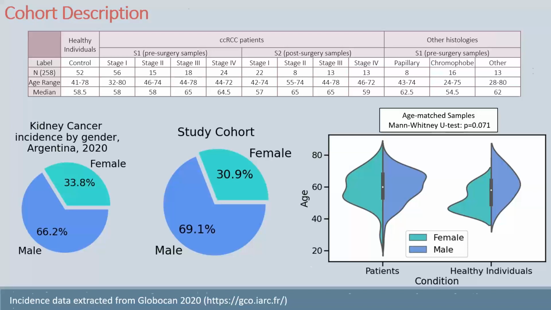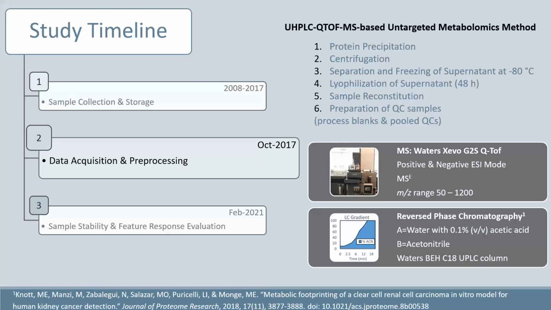As regards the untargeted metabolomics method, the sample processing steps involve protein precipitation, centrifugation, separation and freezing of supernatant at -80 degrees, and sample reconstitution after supernatant lyophilization. Process blanks were also processed in parallel, employing the reconstitution solvent, and pooled quality control samples were prepared using all the samples involved in this study.